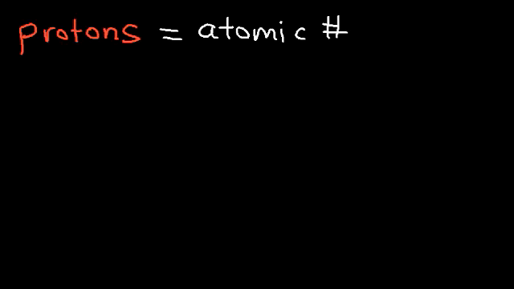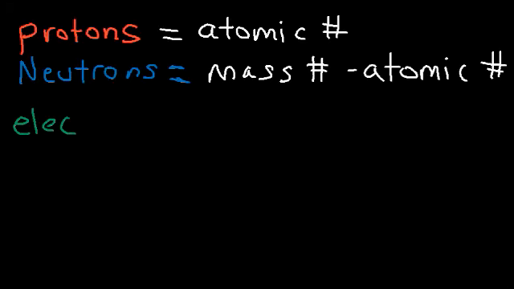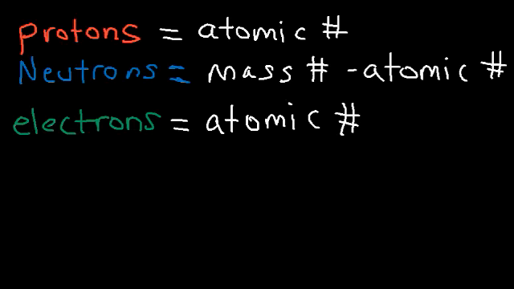The number of protons inside a nucleus is always equal to the atomic number. And the number of neutrons is equal to the mass number minus the atomic number. And the number of electrons is equal to the atomic number minus the charge. So let's go over some examples.